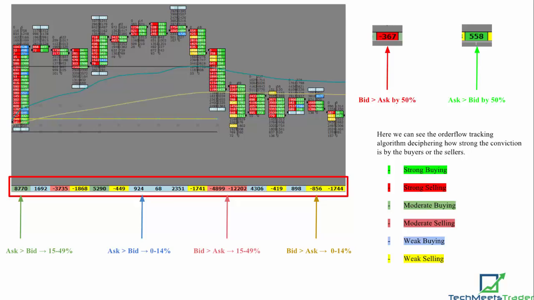So here we can see the order flow tracking algorithm deciphering how strong the conviction is by the buyers or the sellers, right? Bright green and bright red means strong buying and strong selling. Light green and light red means moderate buying and moderate selling. Light blue and yellow means that we have weak buying and weak selling.